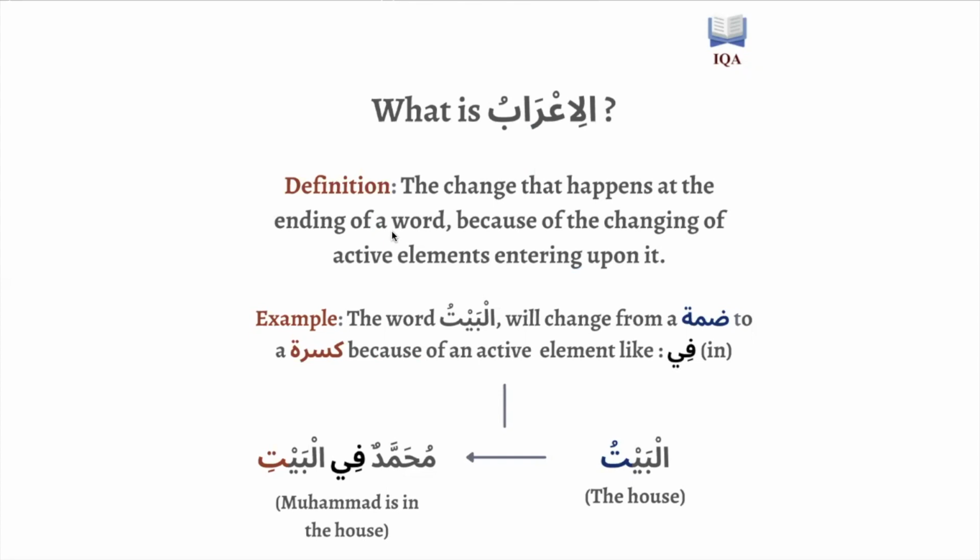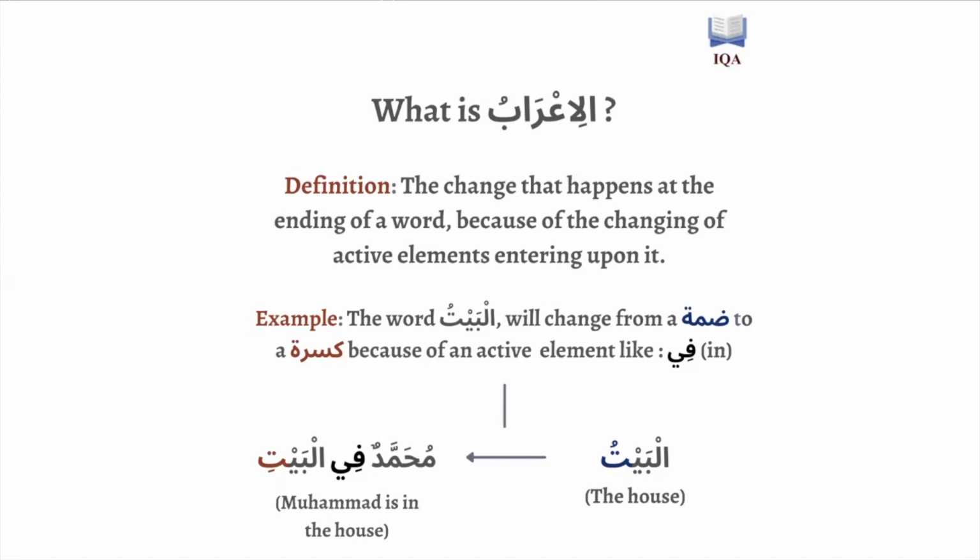Now, why is it changing? Why is Allah sometimes Allahu, while other times it's Allah? And why is Al-Baytu sometimes Al-Baytu, but sometimes Al-Bayti? This will happen because of an active element like fi, because of the changing of active elements entering upon it. What's an active element? An active element is what in the Arabic language is called awamil, which are pretty much roughly translated as active elements.